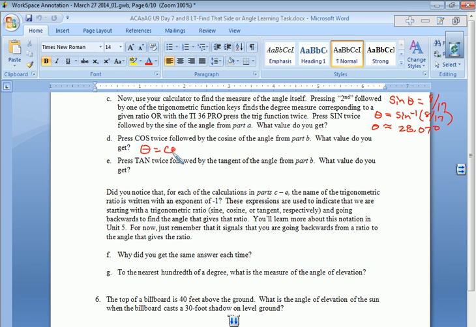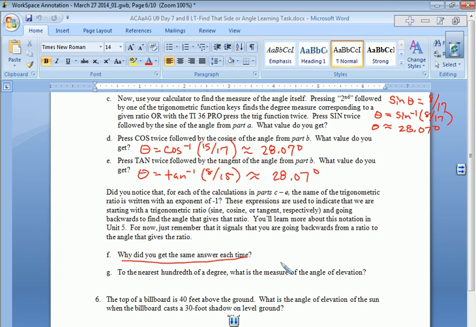And so here we do it with cosine. So we get theta equals inverse cosine of 15/17. And that is 28.07 degrees. And here we do theta equals inverse tan of 8/15, which is approximately 28.07 degrees. Well, why did we get the same answer every time? Because the angle's never going to change. Right. The measure of the angle didn't change. We were finding the measure of the same angle.